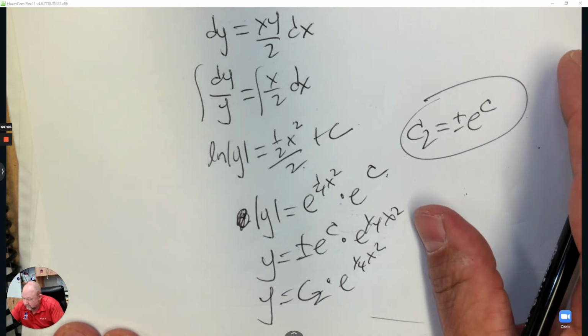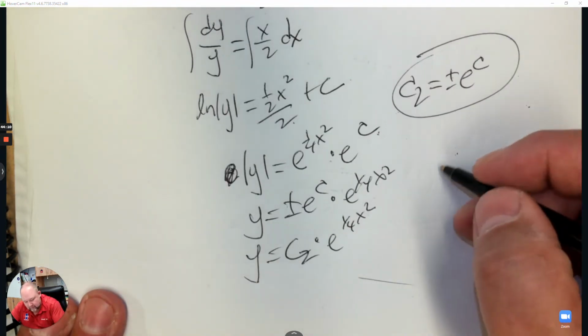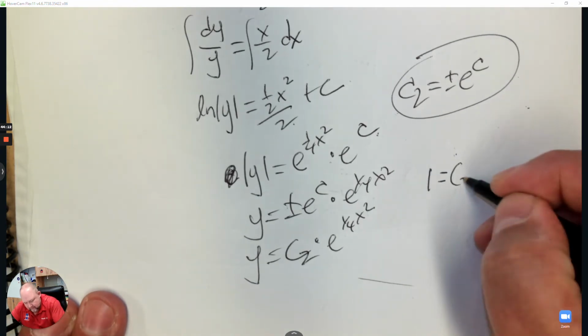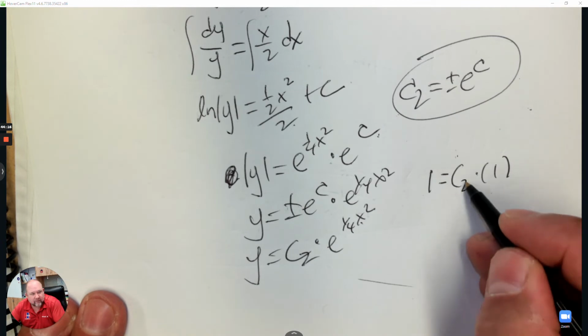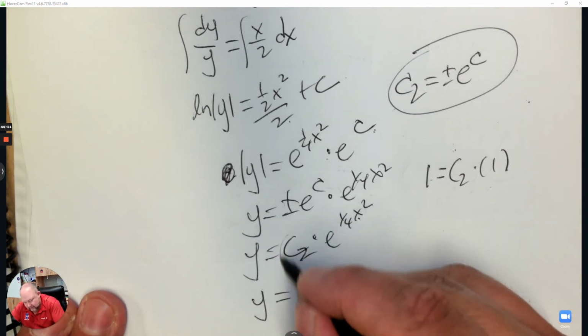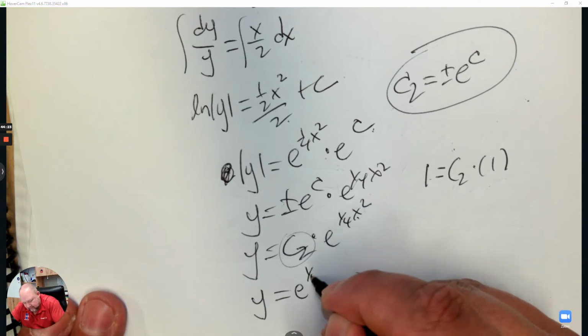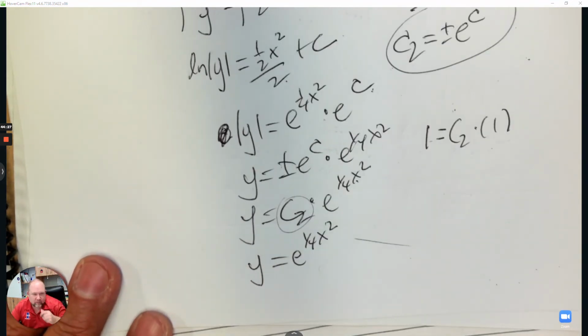And then it says find it through 0, 1. So at this step, I'm going to plug in 0 for x. So if I plug in 0 for x, e to the 0 is 1, so c2 is equal to 1. So when I solve this, because the constant's 1, this is the answer. It's e to the 1/4 x squared.